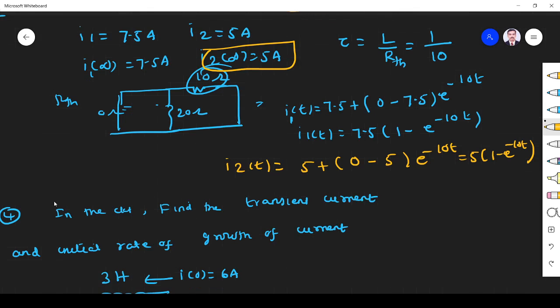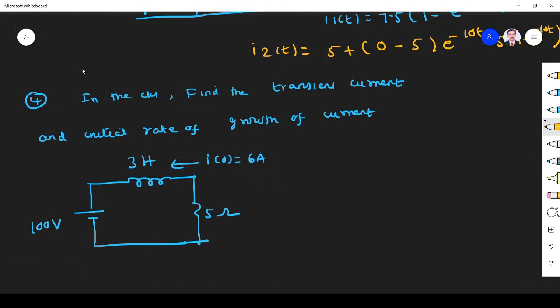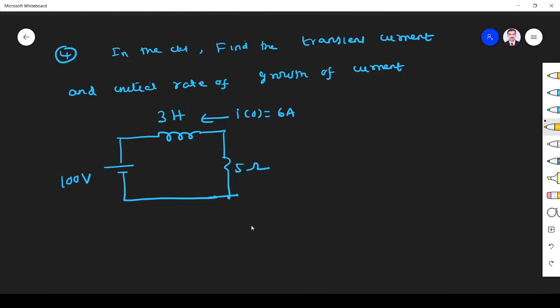Okay. Next one: in the circuit shown in the figure, find the transient current and the initial rate of growth of current. Okay, fine. So how are we going to find it? Let us see. First the circuit is given like this. When t is equal to 0 minus, this is I of 0 minus. The circuit becomes like this. How will it become? I draw it like this.